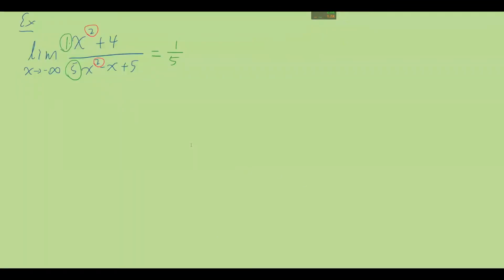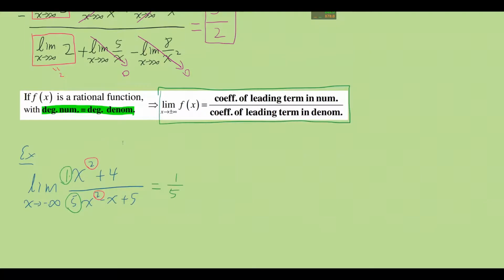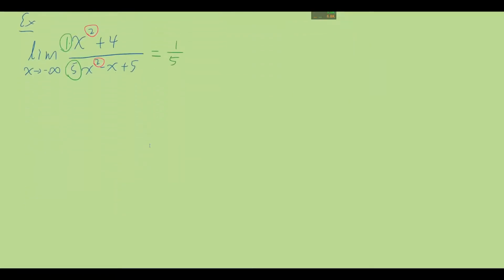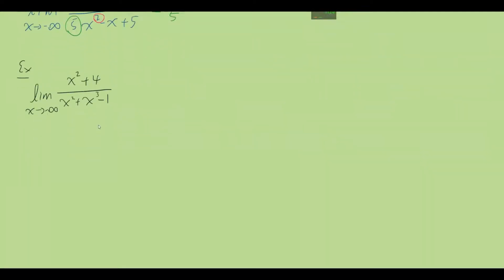All right, so that was the first case where the degree of numerator is equal to the degree of denominator, which is fairly easy to find. But that's not always the case. What if we have something like this? The limit of x squared plus 4 over x squared plus x cubed minus 1 as x approaches negative infinity. Now, in this case, we cannot use the technique that we were using before because the degree of the numerator is actually less than the degree of the denominator, which is 3.